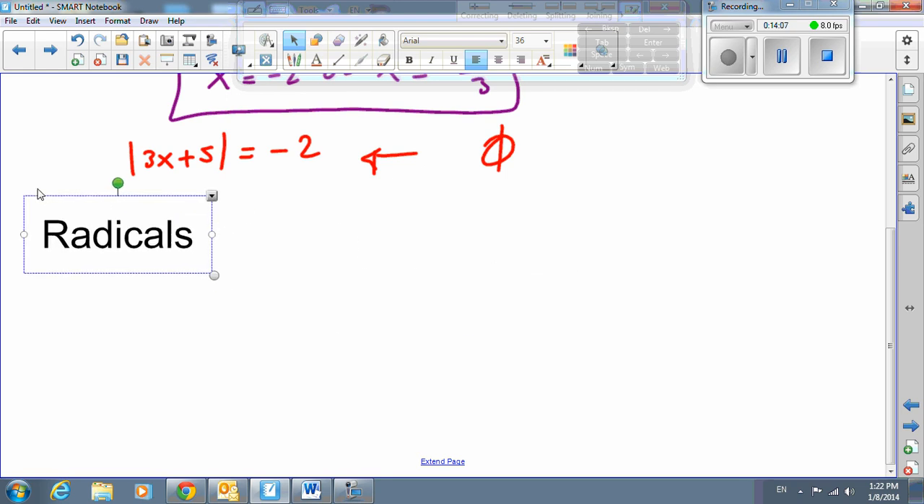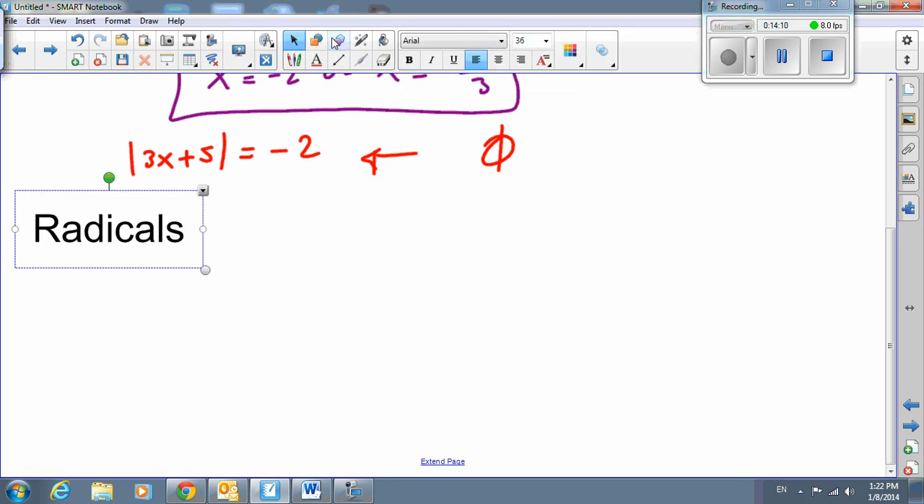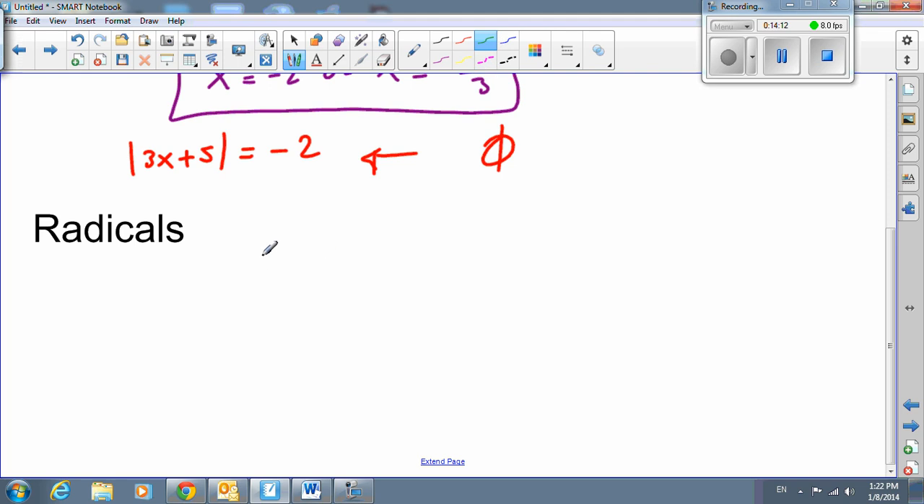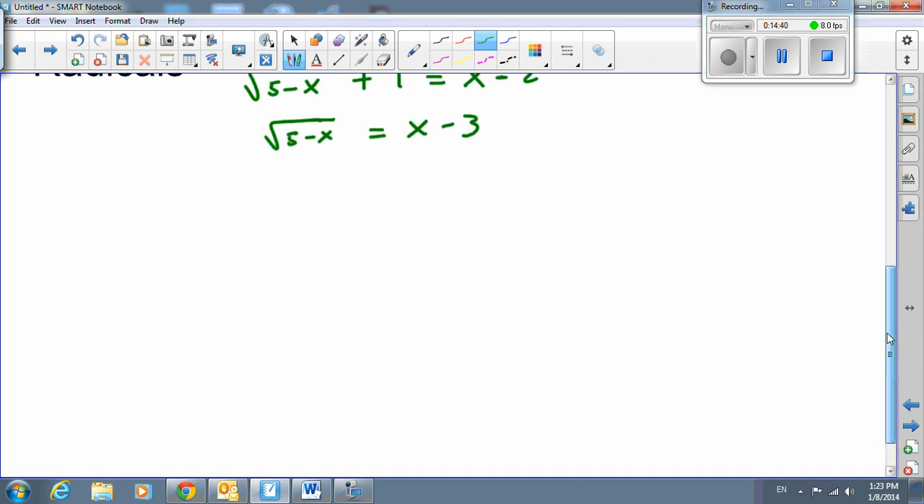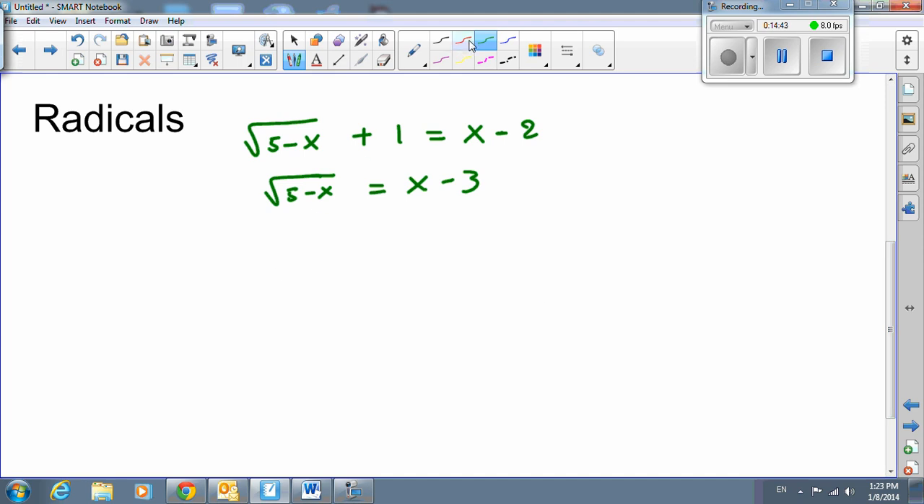For radicals, I will start by, of course, an example again. So here's the example. The example will be square root of 5 minus x plus 1 is equal to x minus 2. Of course, radical means we have the radical there, not necessarily that all the expression is inside the radical. But the first thing you have to do is isolate the radical, meaning square root of 5 minus x is equal to x minus 3. Once you isolate the radical, now you square both sides.